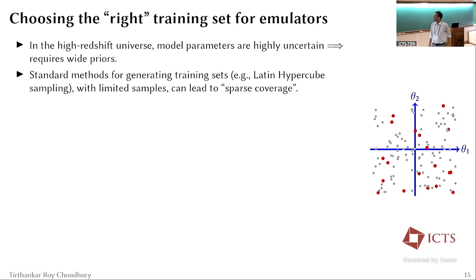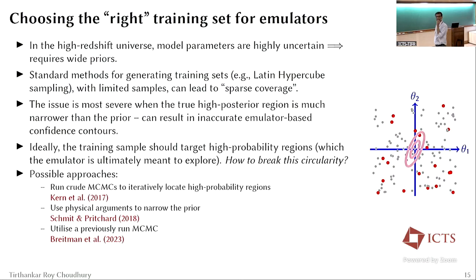So what is happening is, in the high redshift universe, when the model parameters are highly uncertain, you may start with a very wide range of priors. Now, if you are working with a fixed number of samples, it will lead to a coverage which is sparse. And this becomes particularly severe if your ultimate posterior is much narrower than the prior you started with. In these high probability regions, you will have so few training samples that your emulator may not work. And that is what we were seeing in the previous example.